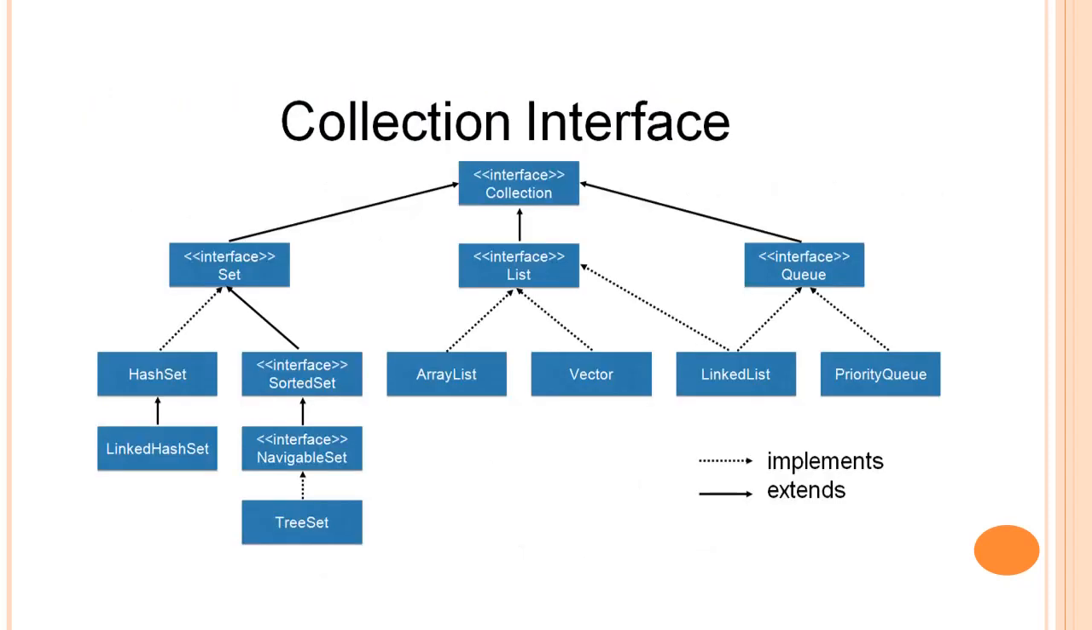In this figure, you see the hierarchy of classes and interfaces extending or implementing the collection interface. For example, for the interface list, we have two classes implementing this interface, which are ArrayList and Vector. And the rest of this chapter will be about how to use the ArrayList.